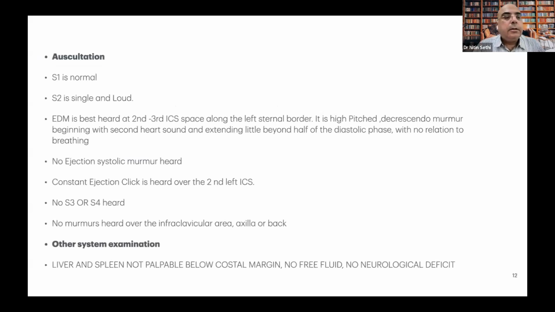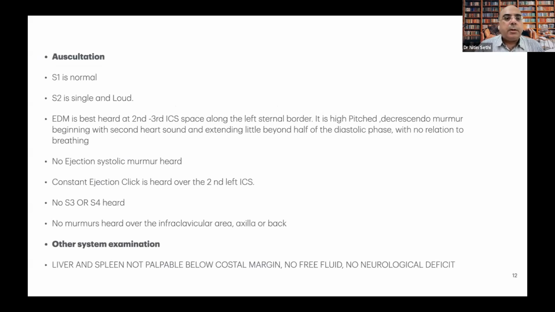Coming to auscultation, S1 is normal, S2 is single and loud. Early diastolic murmur, which was best heard at around second to third intercostal space along the left sternal border. It was high-pitched, decrescendo in nature, beginning with second heart sound and extending a little beyond half of the diastolic phase with no changes with the breathing.